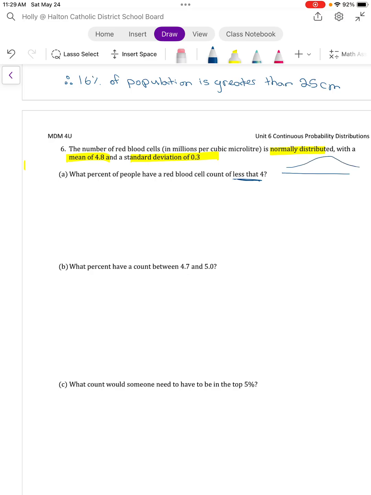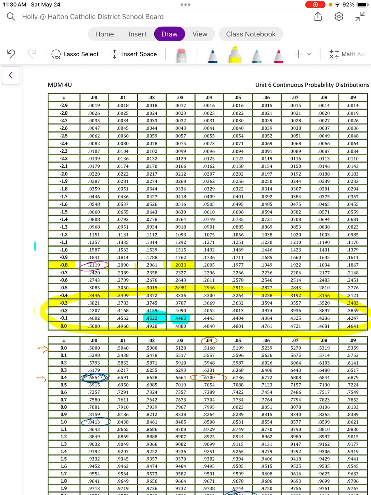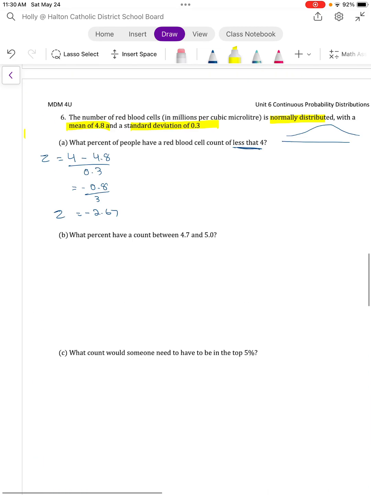So remember, this is our curve. We're looking at less than 4. So let's find out, that's my observation. 4 minus the mean of 4.8 divided by the standard deviation of 0.3 is equal to negative 0.8 divided by 0.3, negative 2.67. So remember, that's my z-score. That's not my percentile. You're going to go down to your chart. Negative 2.6. Negative 2.6 is here. 2.67 would be here. So 0.0038.